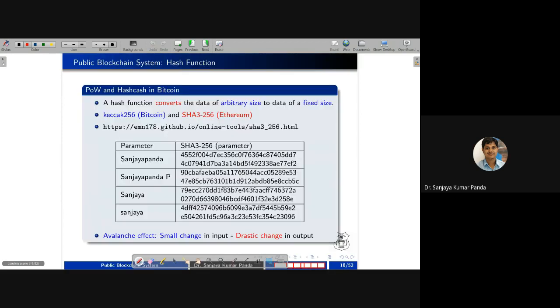Similarly, if you use SHA-3 256, which is used in the case of Ethereum, there also you will see that a small change causes a drastic change in the output. There are different types of coding, and mapping is very difficult. So it is practically very difficult to know, by looking at a particular hash value, what its corresponding plain text is. That's why blockchain technology relies on this, and that's why it is very popular.